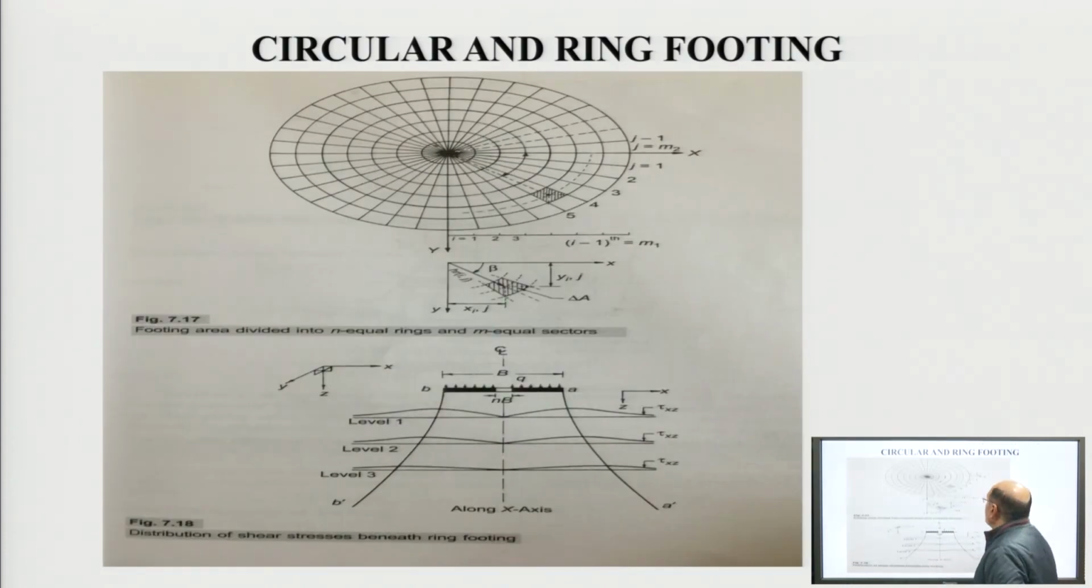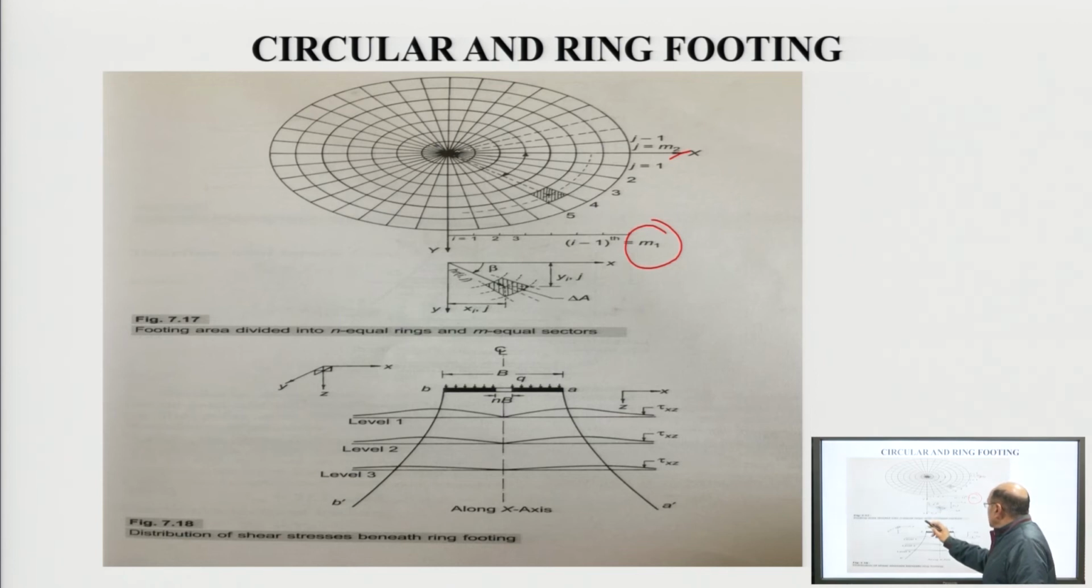Now, come to the circular and ring footing. So, with the diagram we can see here, this is a circular footing where the reinforcements are provided in a radial direction and in ring direction. So, we can see here I is equal to 1, 2, 3, 4, 5 and I minus 1th, that is the M1. So, we can see here J is 1, J is equal to M2 like this way.